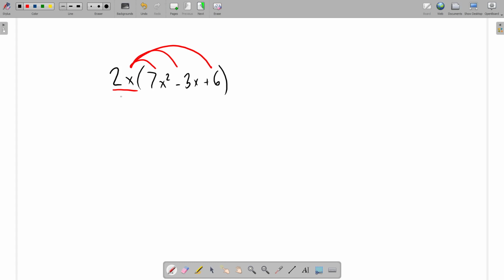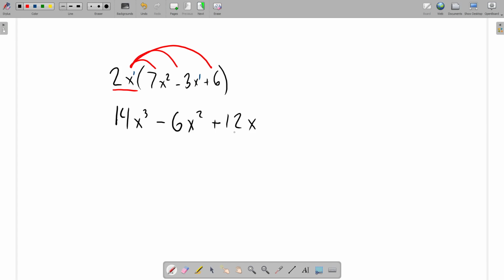So we multiply the coefficients. 2 times 7 is 14. And then we have to multiply the variables. So this x has an exponent of 1. And if we're multiplying variables with the same base, we add the exponents. So x times x squared gives us x cubed. I need to do 2x times negative 3x. So 2 times negative 3 gives me negative 6. X to the first times another x to the first is going to give me x squared. And then we have just the coefficient, so we're just going to multiply the 6 and the 2 and get 12x.